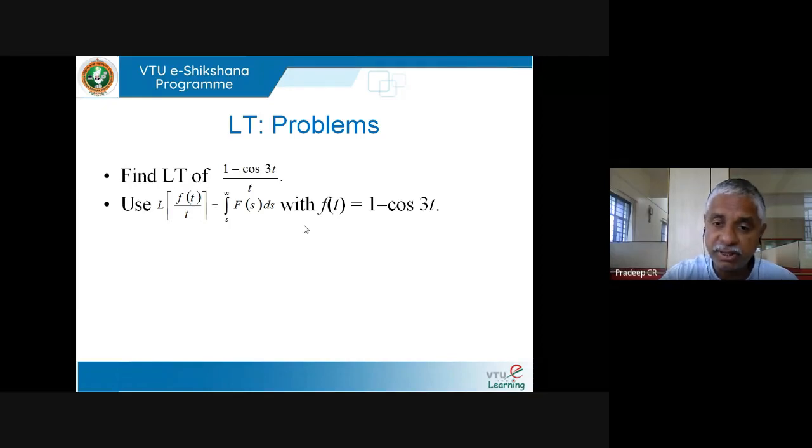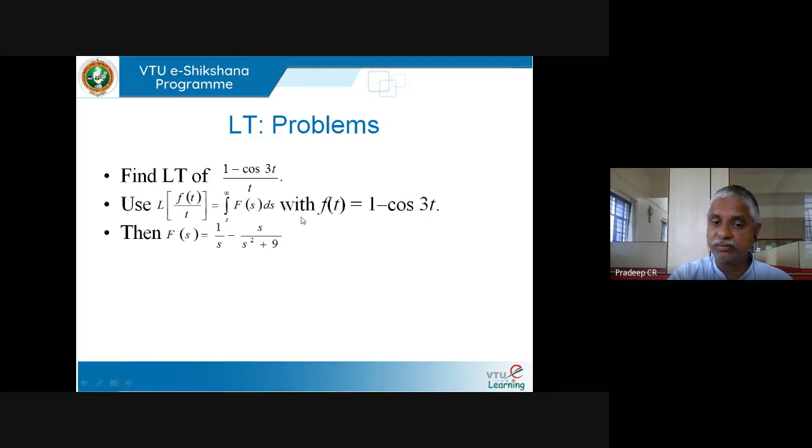If f(t) is 1 minus cos 3t, what is capital F of s? That means, what is the Laplace of this? Laplace of this is capital F of s. Laplace of this is Laplace of this minus Laplace of this. Laplace of 1 is 1 by s. Laplace of cos 3t is s by s square plus 3 square.